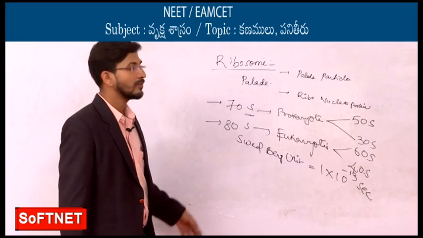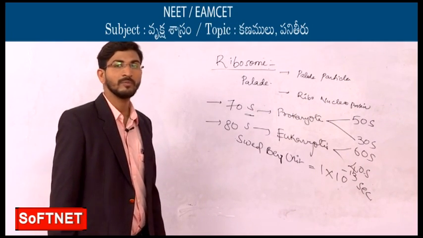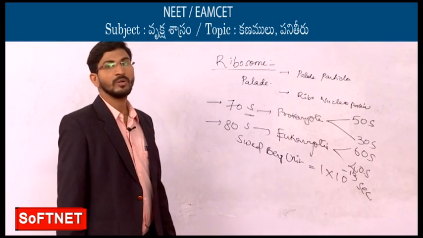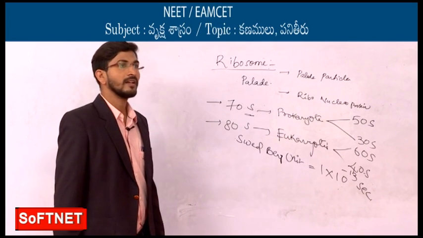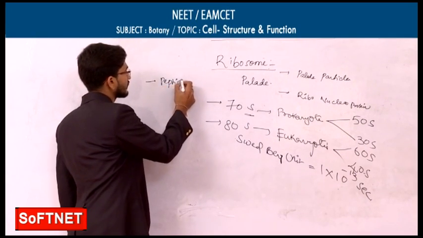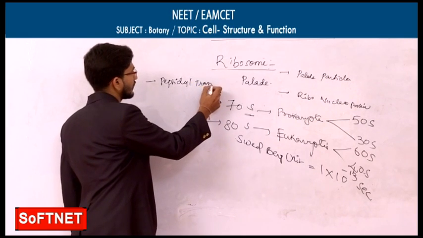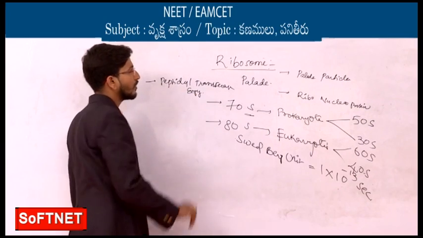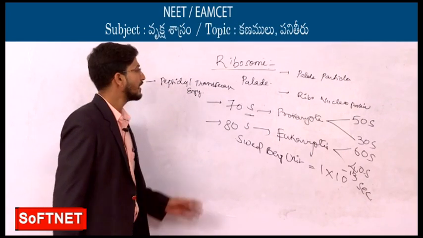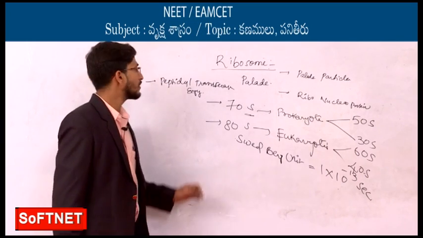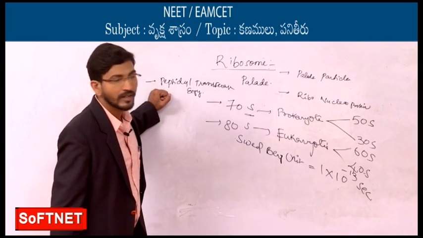Okay, this is about the ribosome. What are the major functions of these ribosomes? Ribosomes are involved in protein synthesis during the translation process. They contain the peptidyl transferase enzyme. So the main function of this ribosome is protein synthesis. So this is about the ribosomes.